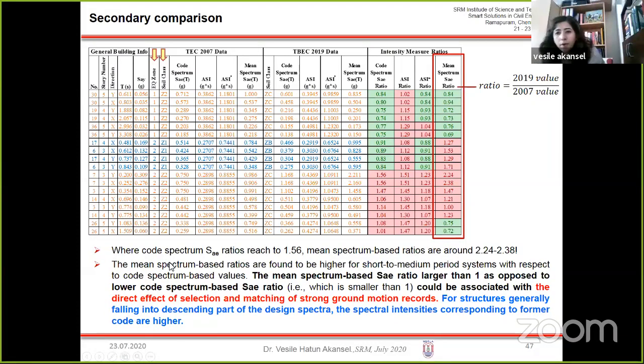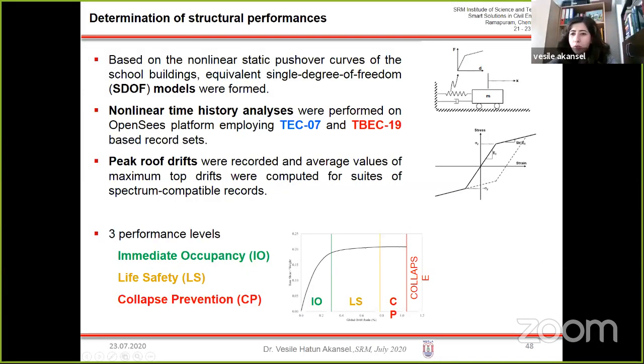So how we perform the time history analysis, as I mentioned, we look for the SDOF of each system. We run the pushover analysis for the structures, obtain the pushover curves for each direction, convert them into the SDOF, and then use the OpenSees platform, which is a free platform to solve many civil engineering problems, to make linear time history analysis employing the previous and the new earthquake code.